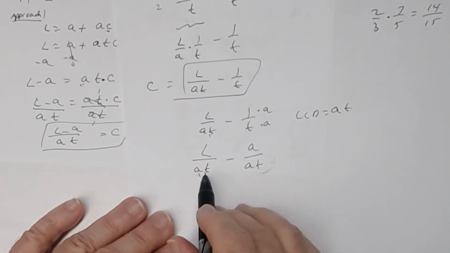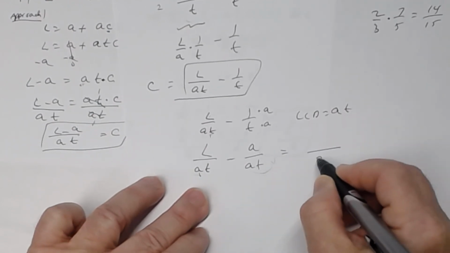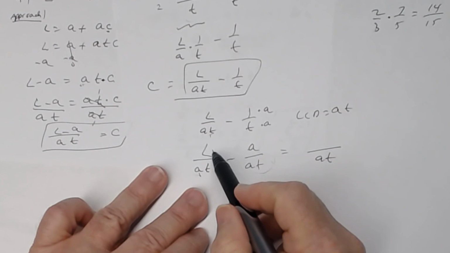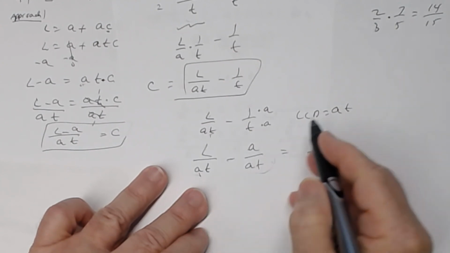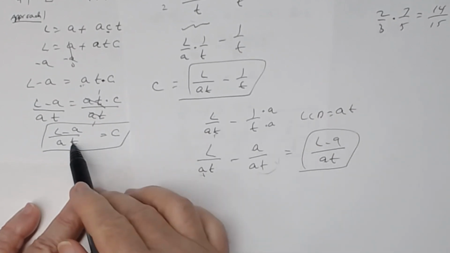And now I have two fractions with the same denominator, so I can write this as one fraction. It's going to be this numerator minus this numerator. So L minus A, and that is what you see here.